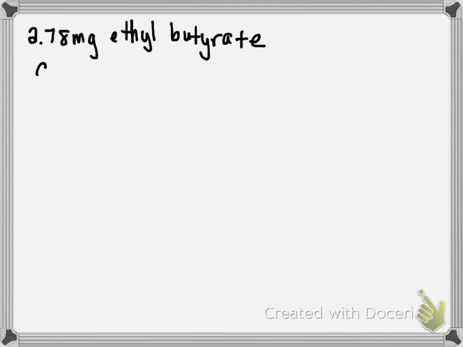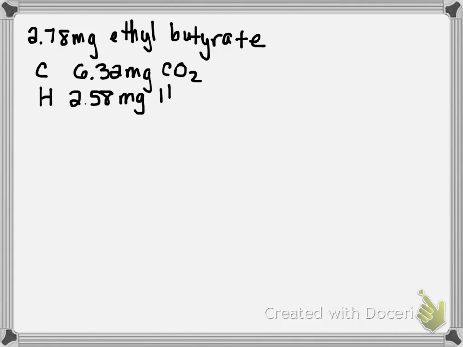This is an empirical formula by combustion analysis problem. You are told from the problem statement that you have 2.78 milligrams of ethyl butyrate. We want to know its empirical formula. You're also told that after combustion you have 6.32 milligrams of carbon dioxide and 2.58 milligrams of water. That's given in the problem statement.